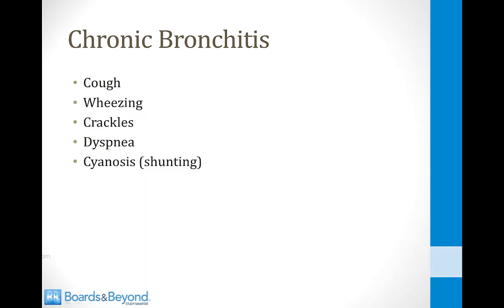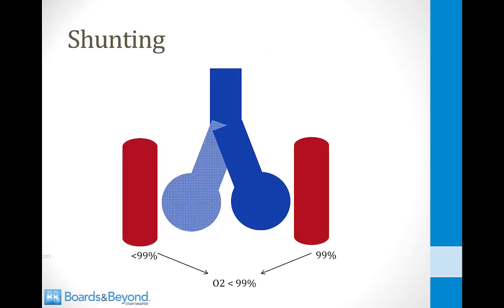Signs and symptoms you can see in someone with chronic bronchitis are cough from all that phlegm, wheezing from the airway obstruction, crackles from the extra mucus, dyspnea from the poor ventilation, and then finally, you can see cyanosis from shunting. Let me discuss shunting in a little more detail.